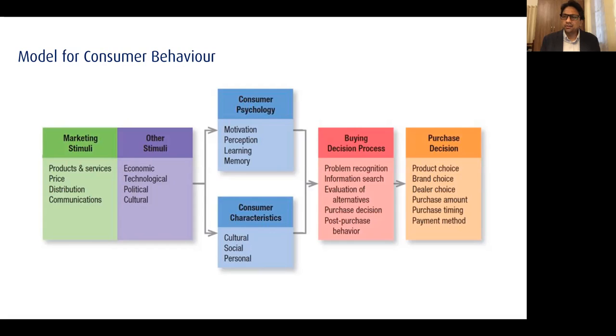However, starting off with market stimuli. Market stimuli is actually about the products and services that are available. What is the price? What is the method of distribution? And finally, how are you communicating this? Another market stimulus is the economic conditions. So when I have a better economic condition, I tend to buy better things. I would look for something which is more luxurious.